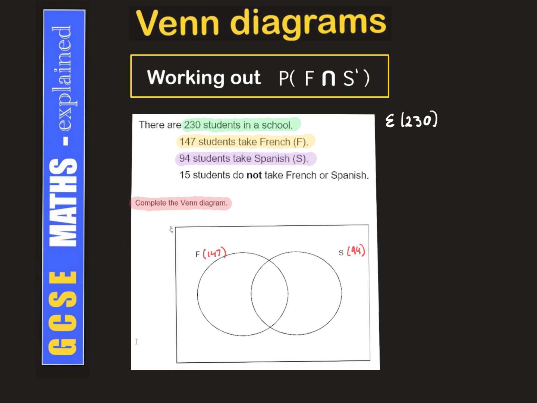And the 15 students who do not take French or Spanish can be put outside the two circles. We will always start with the middle, and we'll say that the middle is X. So if this is X, then this will be 147 minus X, and therefore this section will be 94 minus X.